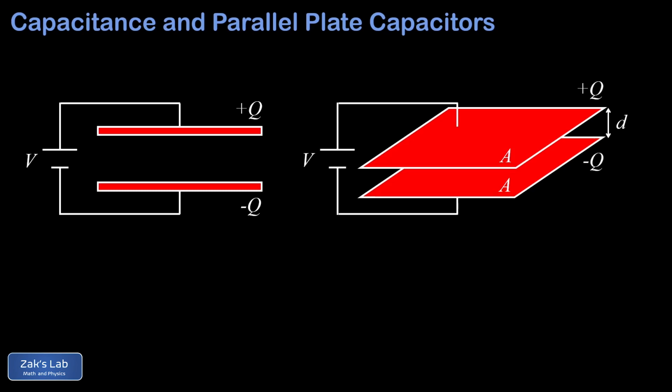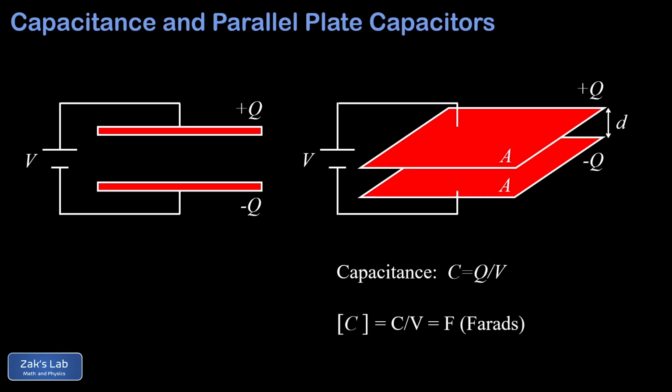So we hook this thing up to a battery with voltage V, and we end up with a charge of plus Q on one plate and minus Q on the other. And capacitance tells you how good this thing is at storing charge. So the definition of capacitance is Q over V. That's charge per volt. This means that if the capacitor is twice as large, you get twice the charge stored on it for the same battery.